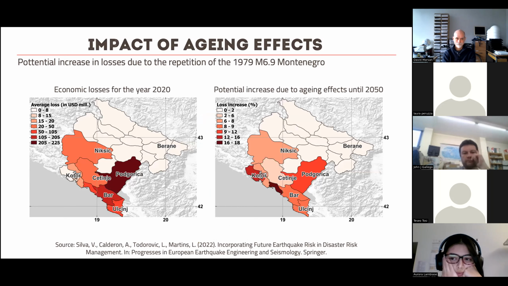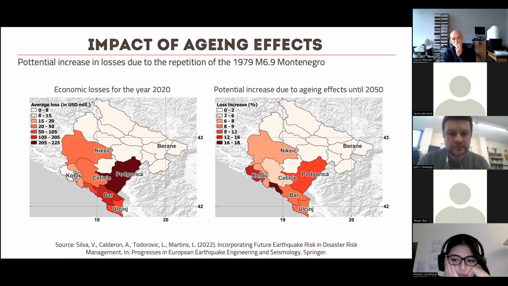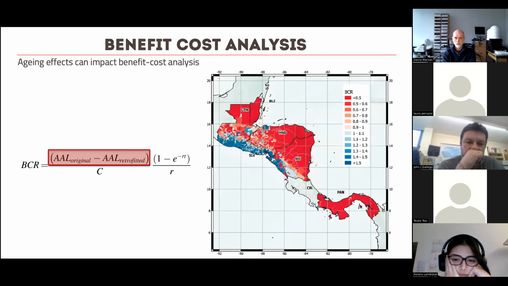Yes, I'm going a little bit quicker because I think I have 1 minute and 30 seconds. But just to say that we estimated how much the risk was expected to increase in Montenegro just because of aging effects, and in some places it's quite a lot. I'll just skip some part here.